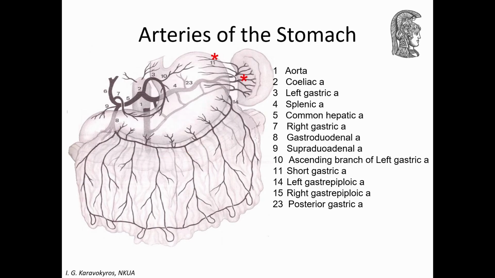Finally, the splenic artery gives rise to branches towards the spleen and the short gastric vessels which supply the gastric fundus. Of surgical importance are also the posterior gastric artery, a branch of the splenic artery, and the supraduodenal artery, a branch of gastroduodenal artery.